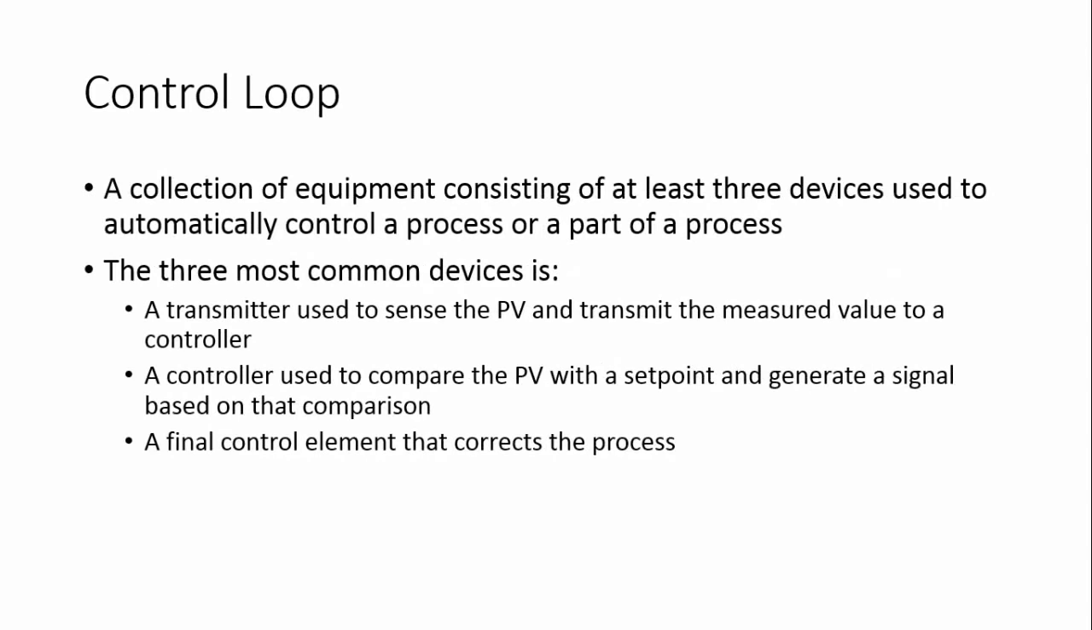A control loop, and we've talked about control loops in this course so far, briefly. A control loop, though, is nothing more than a collection of equipment that consists of at least three devices that are used to automatically control a process or are part of the process. The three most common devices in a loop are a transmitter used to sense the process variable and transmit the measured variable to a controller, a controller that's used to compare the process variable with some sort of set point and generate a signal based on that comparison, and you'll also have a final control element that corrects the process.